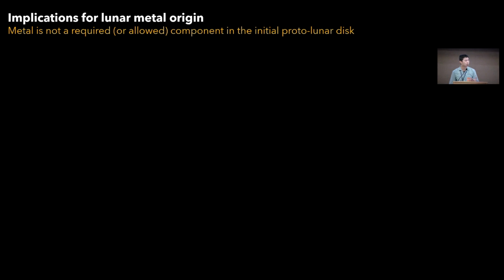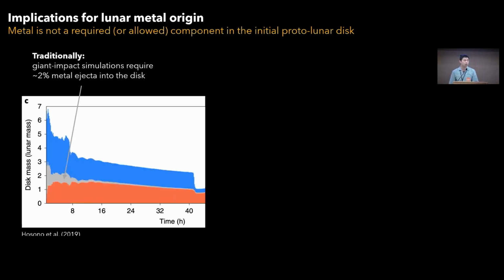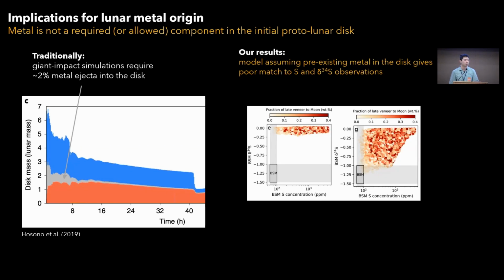Finally, I'd like to talk about an interesting implication for the lunar metal origin as well. In the traditional giant impact models, around a few percent of metal has to be ejected into the disk, making pre-existing metal available, which has been the major constraint in the giant impact dynamic simulations. But our results found that if you eject metal into the disk, it is very unlikely to match what we know about some of the important constraints from sulfur. So maybe metal is not a required, or even not an allowed, component in the disk.